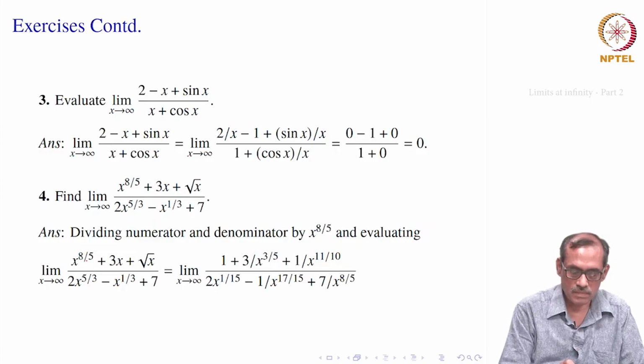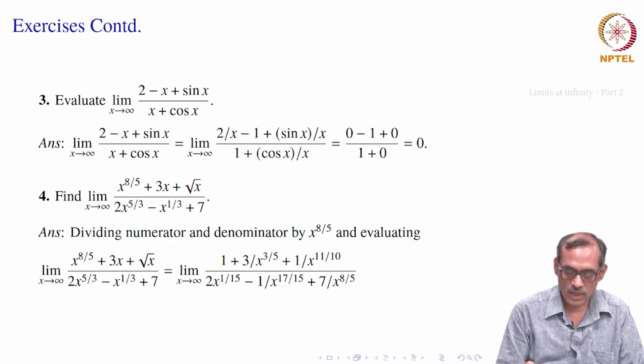Now, x to the power 8 by 5 over x to the power 8 by 5 becomes 1, and this is x to the power 1 minus 8 by 5, that is x to the power minus 3 by 5, which you write as 3 divided by x to the power 3 by 5. This is x to the power half. So, half minus 8 by 5, that would be minus 11 by 10. So, 1 divided by x to the power 11 by 10.